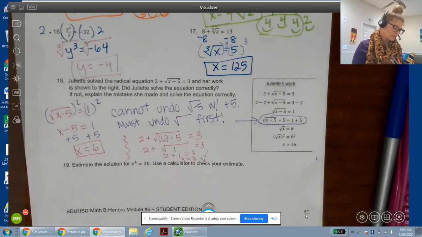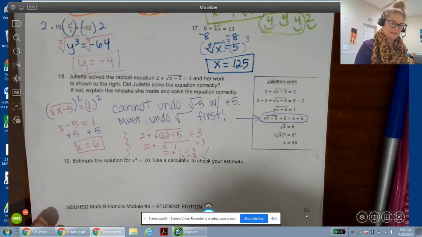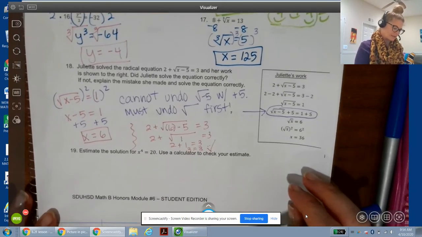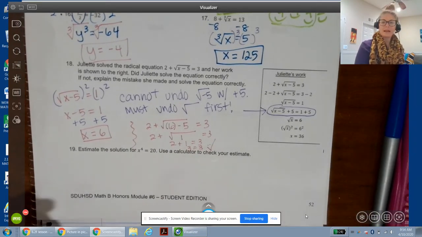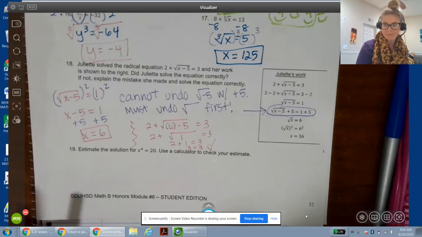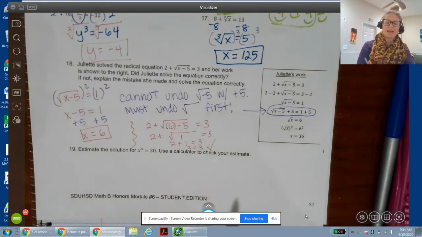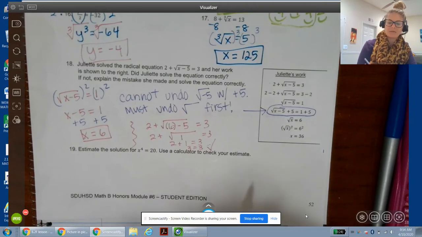Okay, so what we're going to be looking at next is we're going to estimate a solution of x to the fourth power equals 20. I'm going to show you on a calculator how to take a fourth power. Okay, so what do we think? x to the fourth power is equal to 20.